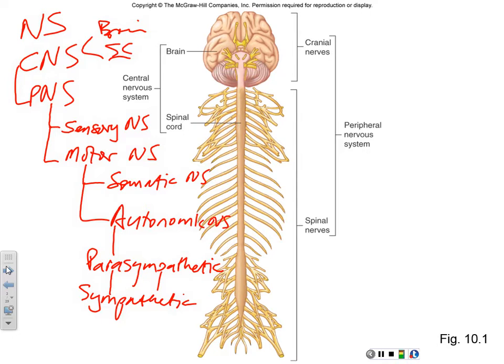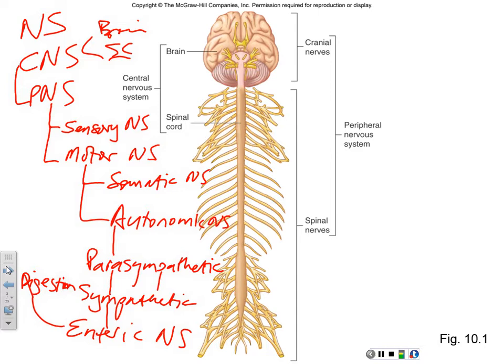And because the digestive system is such a complicated system that needs elaborate nervous control, there's an actual branch of the nervous system called the enteric nervous system, which only deals with digestion. Okay?